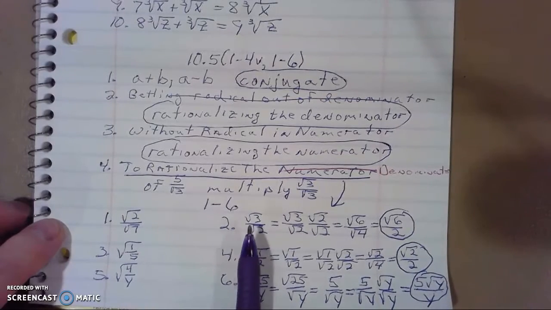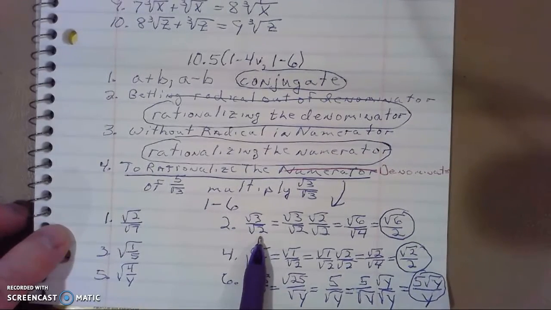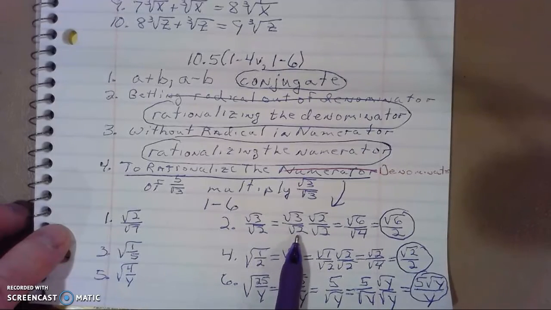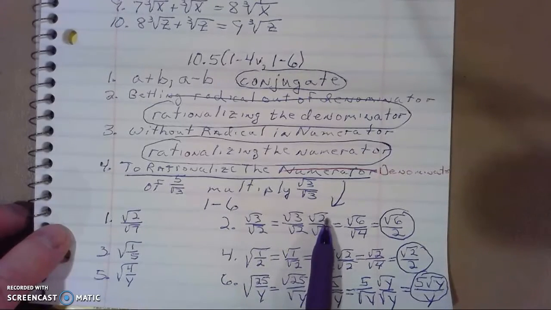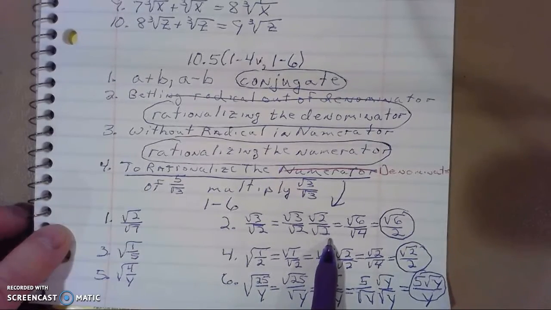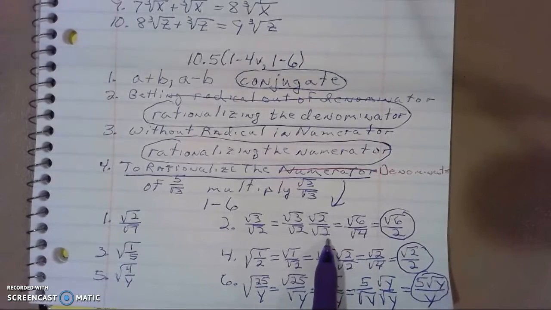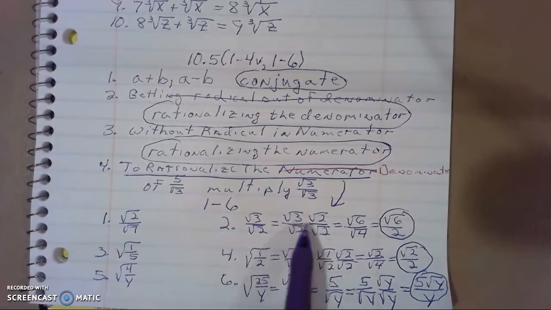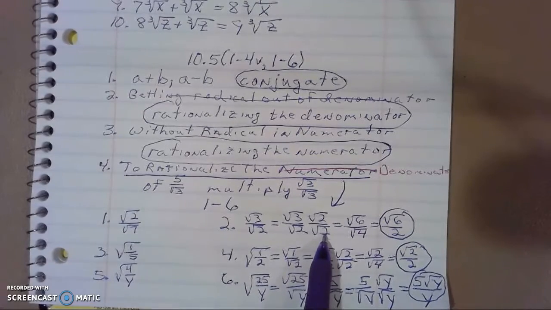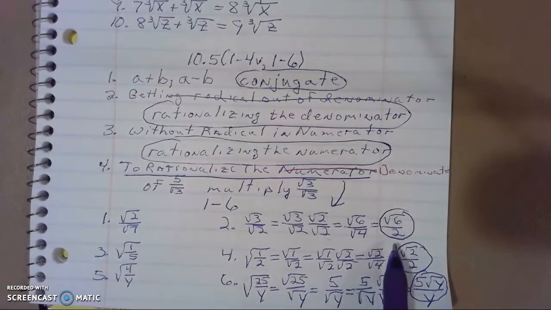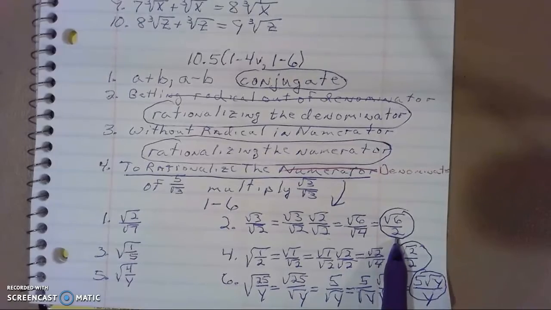Number 2, square root of 3 over the square root of 2. To get rid of the radical in the denominator, we take the square root of 3 over the square root of 2 times the same thing on top and bottom, which is really 1 right there. Square root of 2 over square root of 2 is 1, so we don't change the value of our fraction at all. Square root of 3 and square root of 2 is square root of 6. Square root of 2 and square root of 2 is square root of 4, which is 2 with no radical. So square root of 6 over 2.